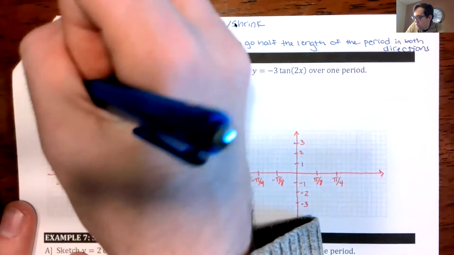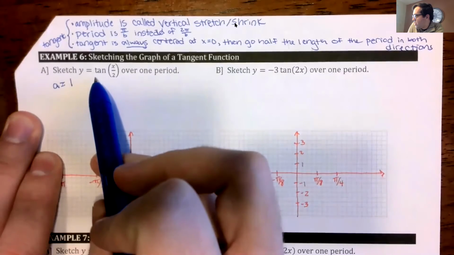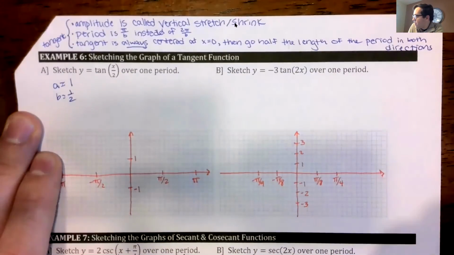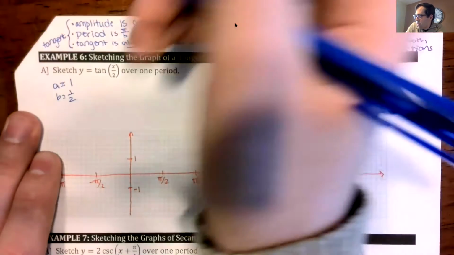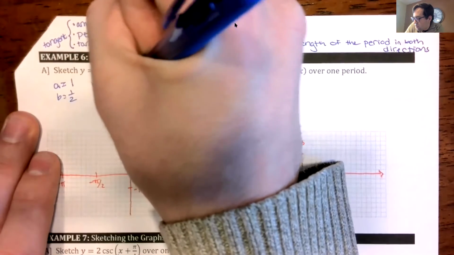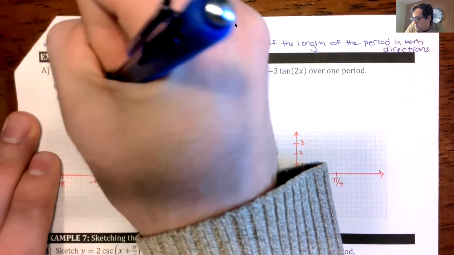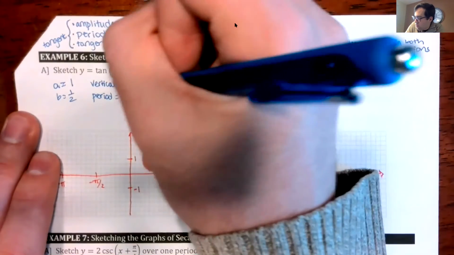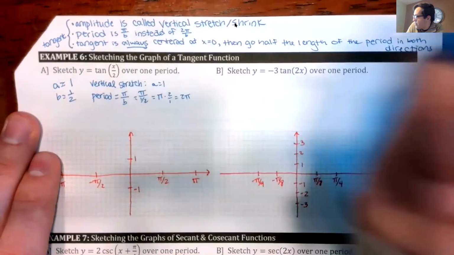So in this first question, we have an A of 1. That's the number that's in front of tangent. And we have a B of 1/2. Then that's going to tell us the vertical stretch or shrink and the period. So I'm going to write that as vertical stretch, and the period, which we know is pi over B this time. So it's going to be pi over 1/2, or pi times 2 over 1. So it's going to be 2 pi.